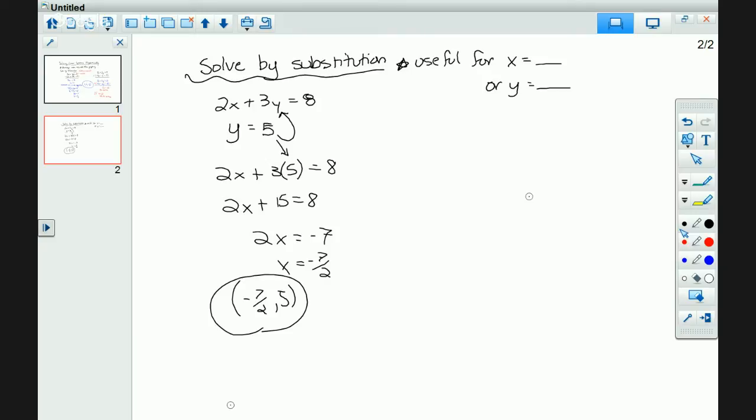Are we learning graphing today too? Are we learning graphing one too? There are no examples for that.